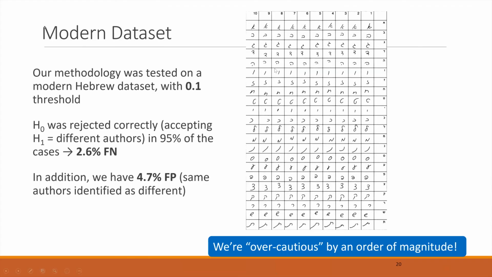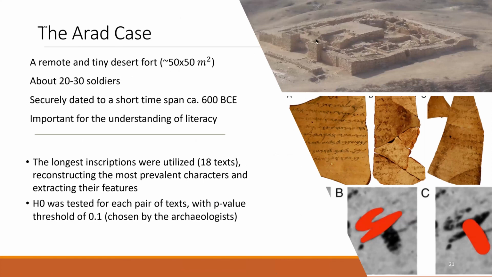We tested this methodology on modern Hebrew writing, which we collected manually, and this resulted in an error of 2.6% false negatives and 4.7% false positives, and we were quite happy about those results. So we decided to apply it to the Arad case. The Arad case, as I said, is a fort in the middle of nowhere where a quite big corpus was found. We took the 18 inscriptions which had enough letter statistics in order to compare them, and we reconstructed the letters and later selected a threshold of 0.1 for the null hypothesis testing.